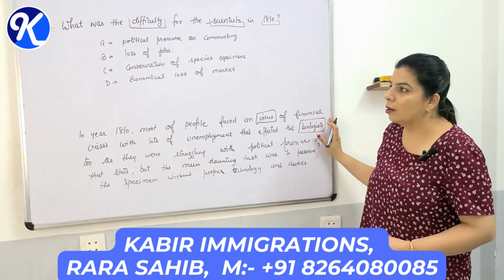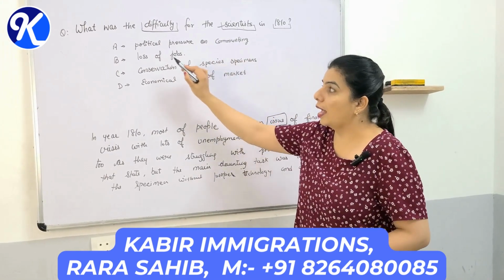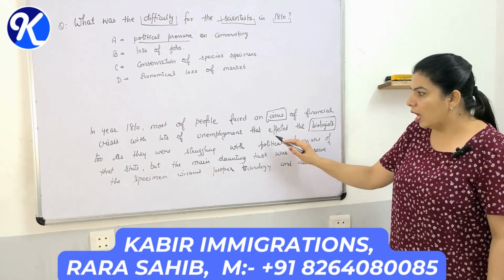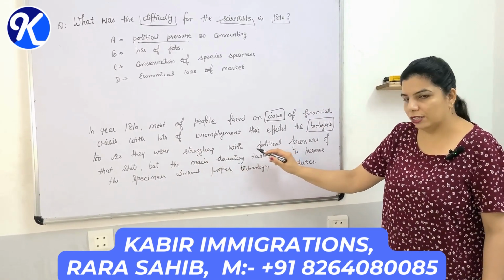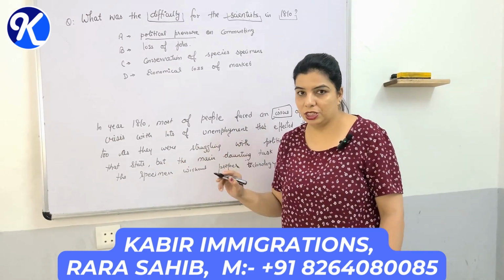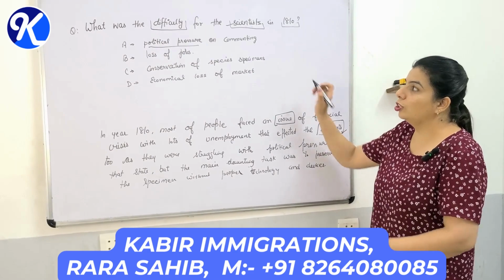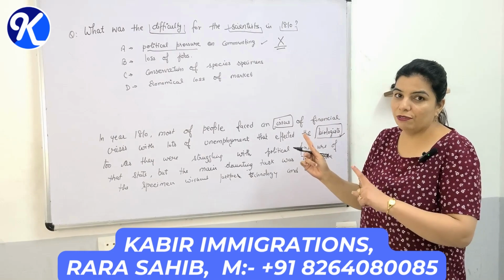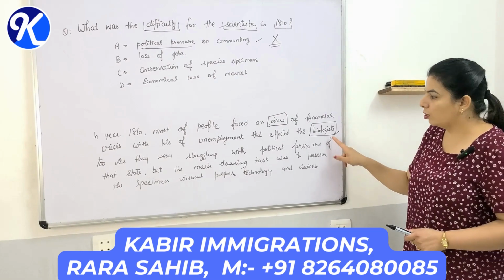Now I will read the options. The very first option is political pressure on community. I have read this word in the paragraph, so I am coming to that particular location. Unemployment that affected the biologists too, as they were facing the difficulty with political pressure of that state. Here, the biologists are facing the pressure, not the community. So this is not the answer. One difference is there. Political pressure on community, but political pressure on the biologist.